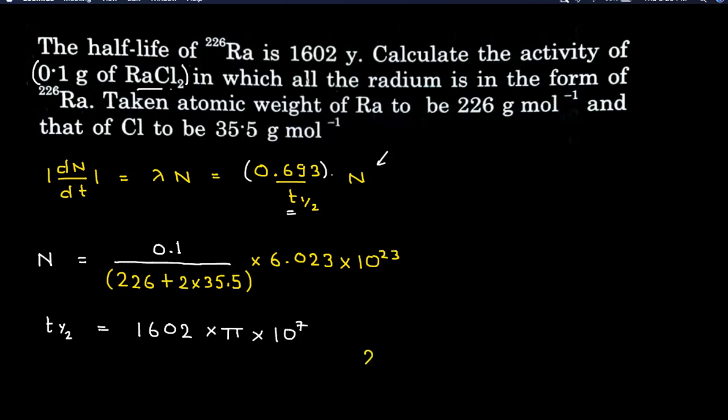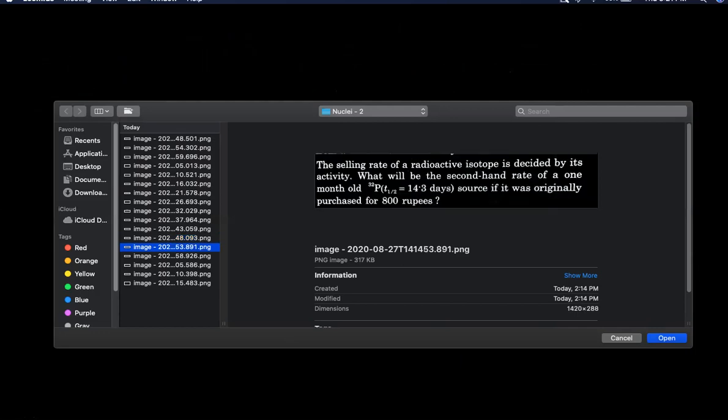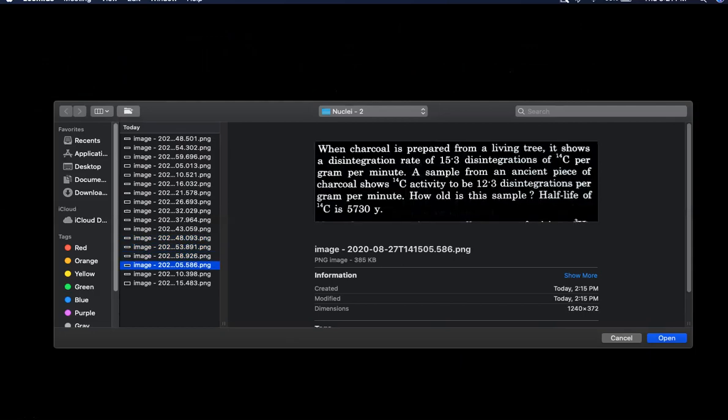That's good. The answer is 2.8 into 10 raised to the power 9 becquerel. Every second, these many nuclei are disintegrating or decaying. Okay, I'll move forward. Only one or two questions are remaining on radioactivity. All right. Those who haven't tried, do this.